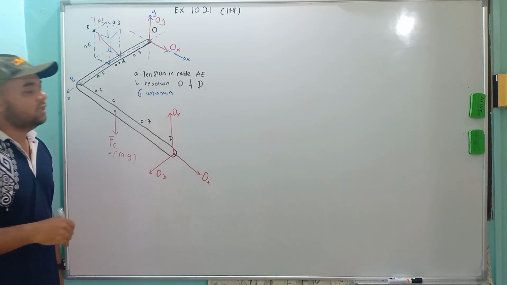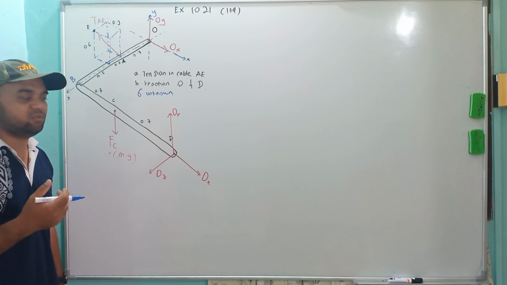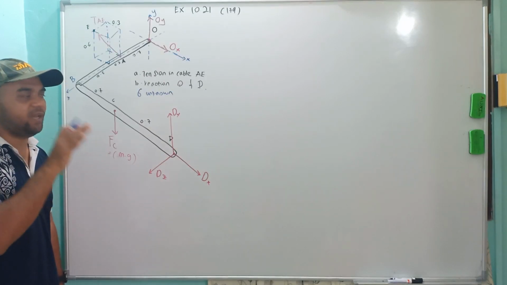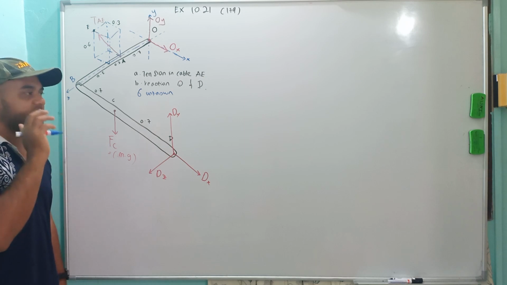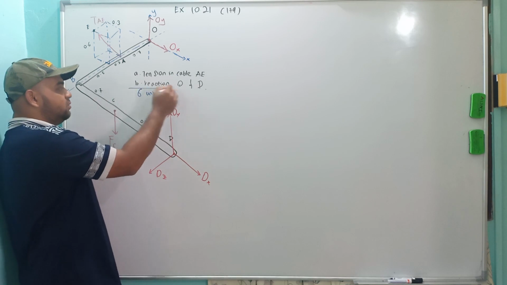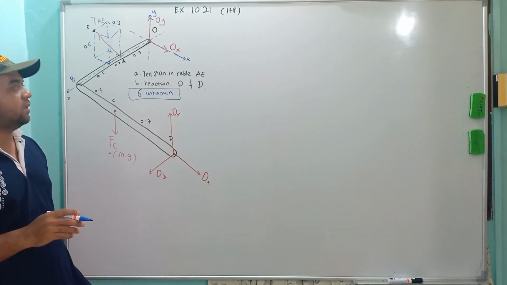Okay, 6 unknowns, you will use 6 equations, 3 from forces and 3 from moments. So Sigma Fx, Fy, Fz, 3 equations. Sigma moment x, y and z, another 3 equations. So you have 6 equations to solve 6 unknowns. You can solve this problem.